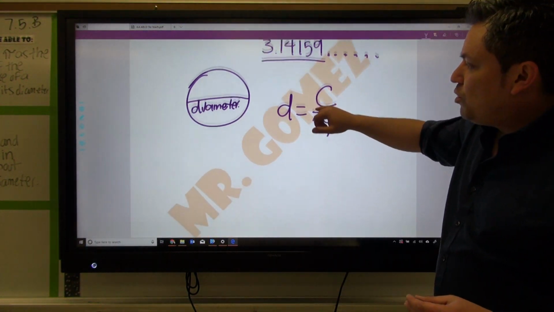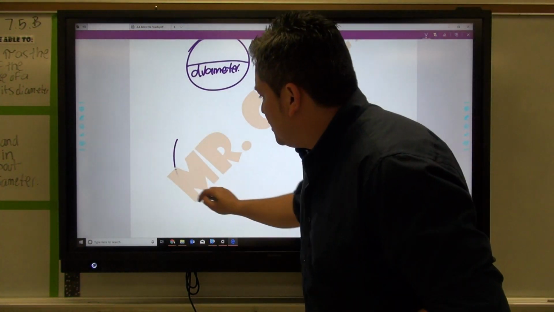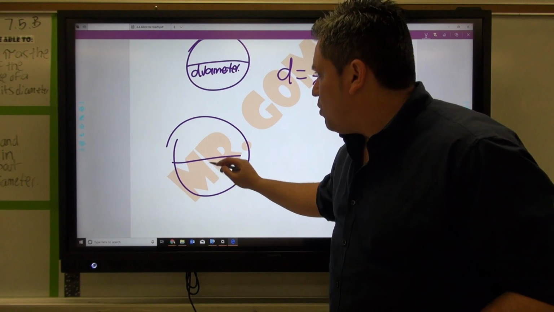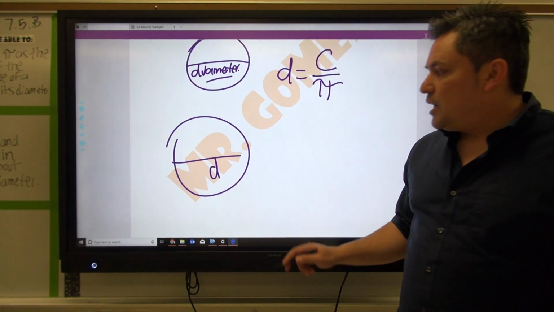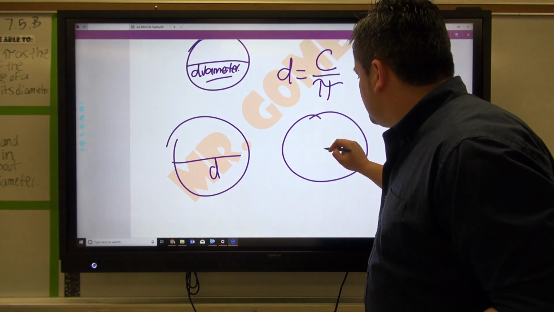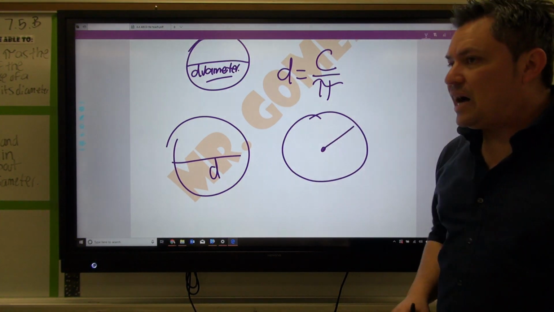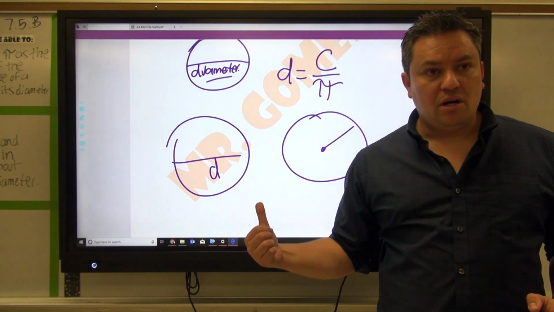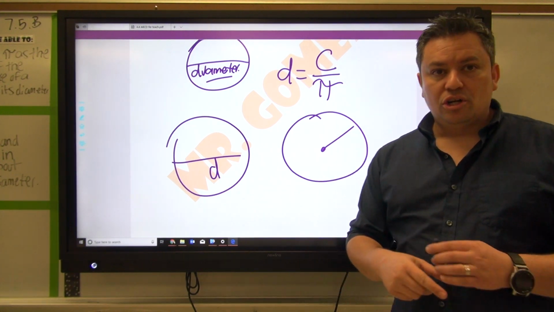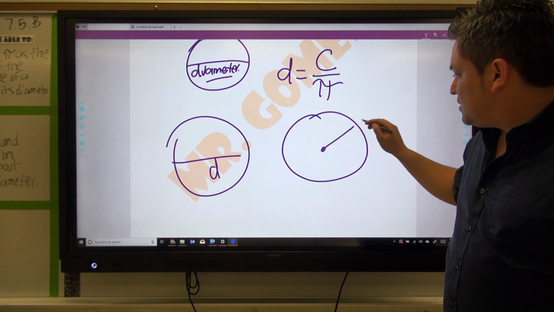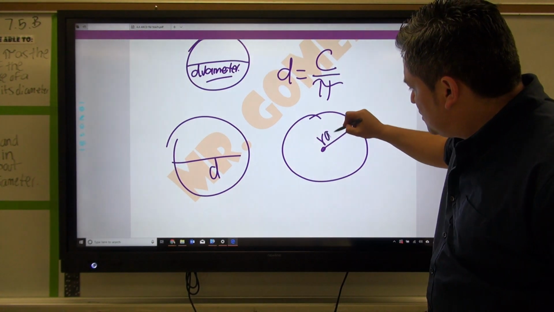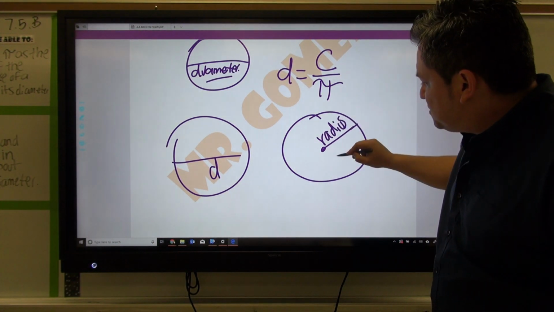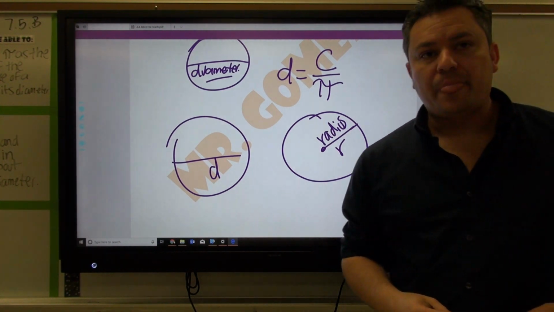Now, let's move on. So we said the full line is called a what? Diameter. It's represented by lowercase d. And if I have another circle with a line from the center of the circle to the edge, it has a different name. Does anybody remember what? Radius. Very good. And it's represented by a lowercase r.